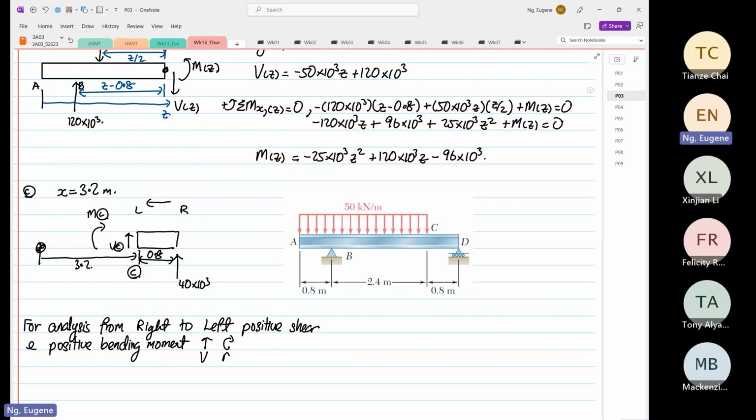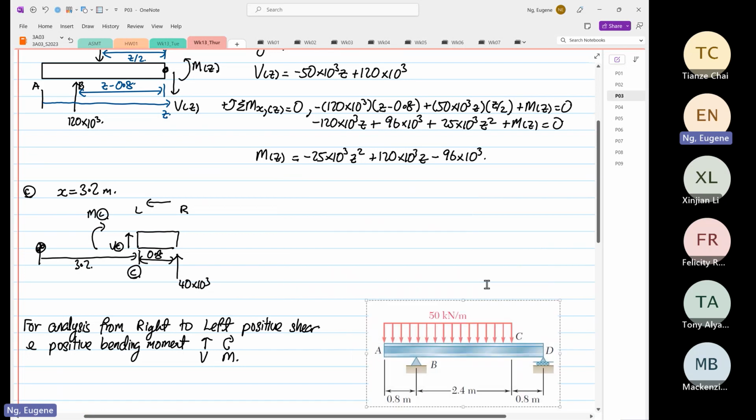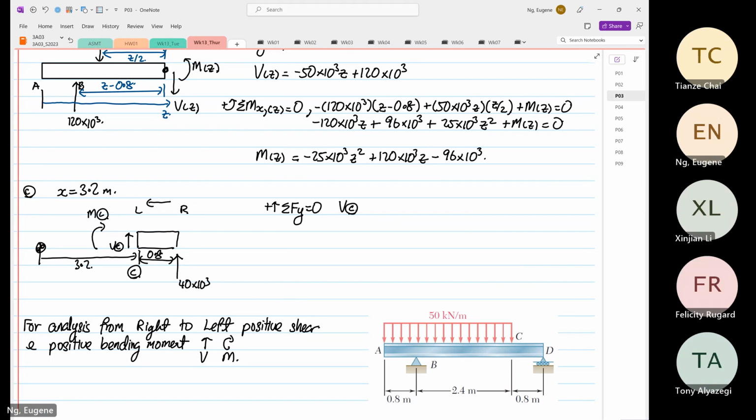And moment is going in a clockwise direction. Okay, so this is the positive shear and positive bending moment assumption. When this is the case, summation of forces in the y direction at point C: so V at point C plus 40 times 10 to the power 3 is equal to 0. So V at point C is equal to minus 40 times 10 to the power 3.